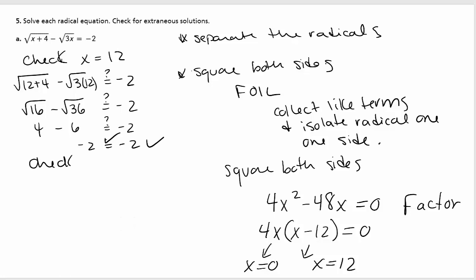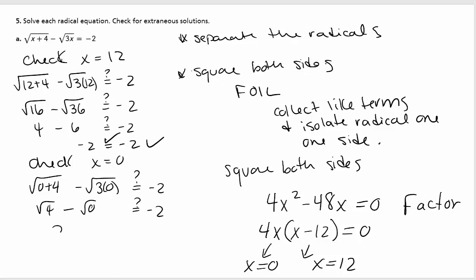And then we'll check x is equal to 0. So we get the square root of 4 minus square root of 0. So that's 2 is equal to negative 2, and that does not work. So that means that our final answer is x is equal to 12.